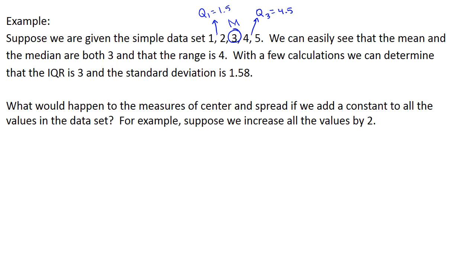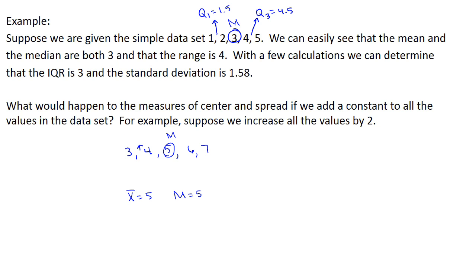What would happen to the measures of center and spread if we added a constant to all the values in the data set? So for example, suppose we increased all the values by 2. So in other words, that would just make our data set 3, 4, 5, 6, 7. Well, of course, we can see that the median would now be 5, and the mean would also be 5. So x bar would be 5, median would be 5.